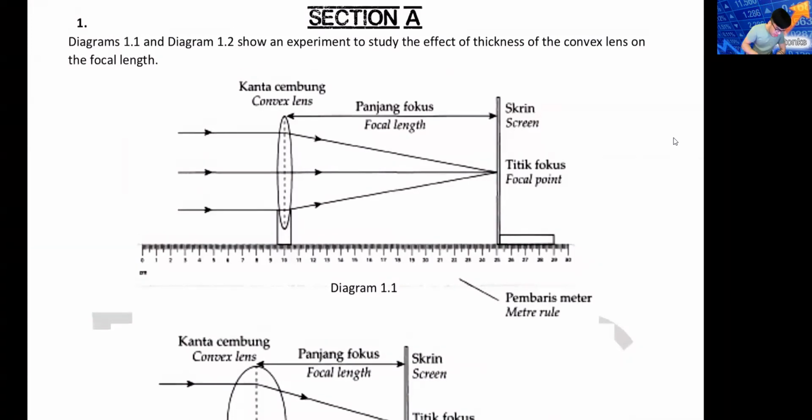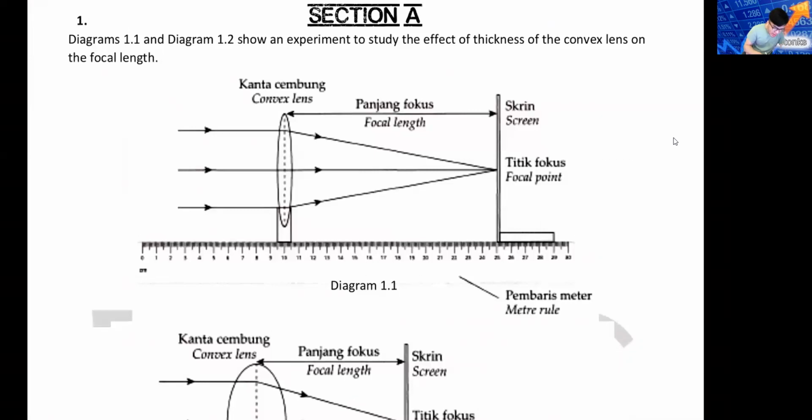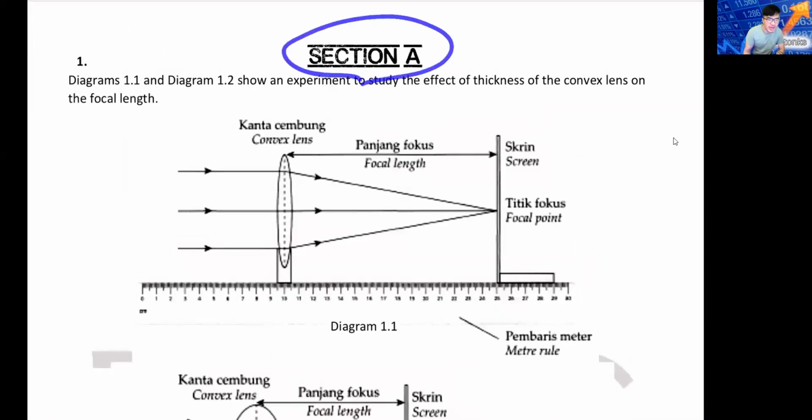So let's look at section A, number 1. Here's the thing. Section A is a must score for you. If you are still not familiar with the format of paper 2 SPM, your paper 2 has section A, section B, and section C. Section C is the killer one. It has the essay there. Remember the experiment question and 2 essay, you choose one.